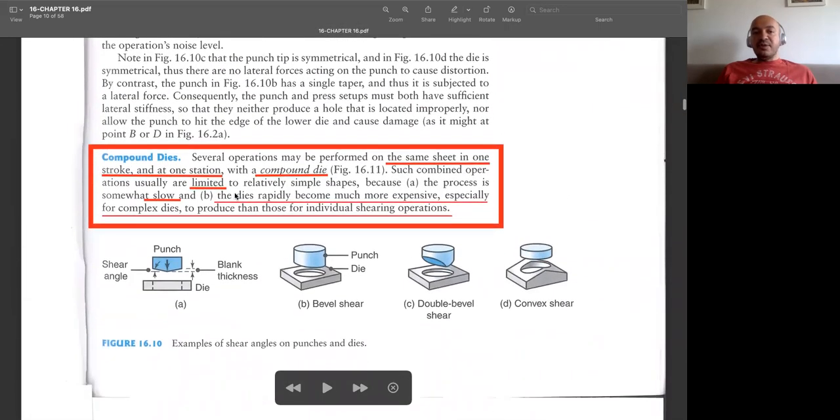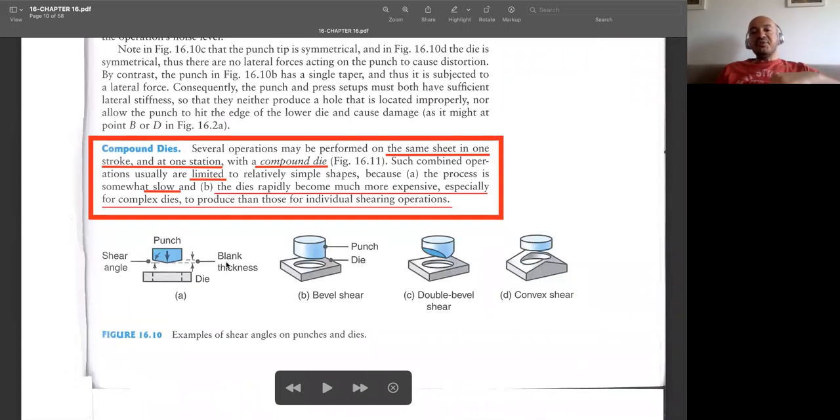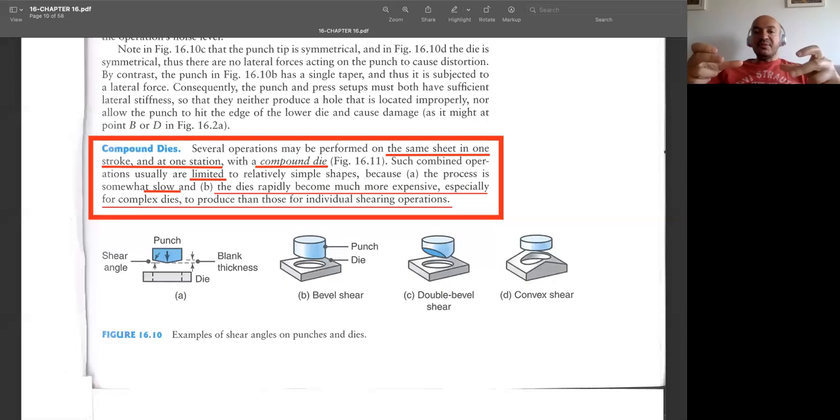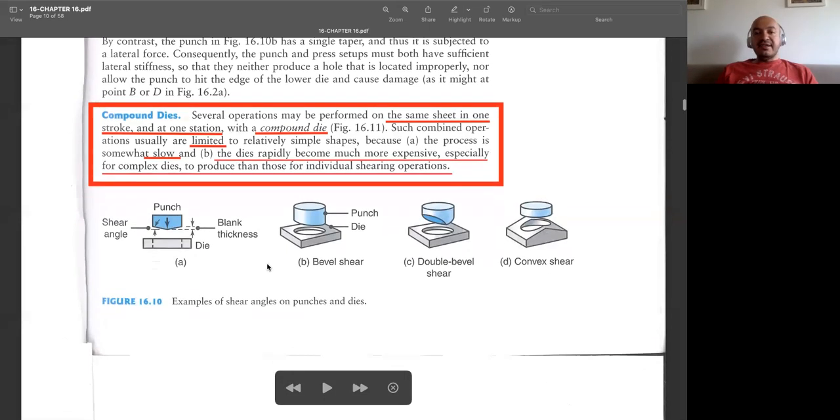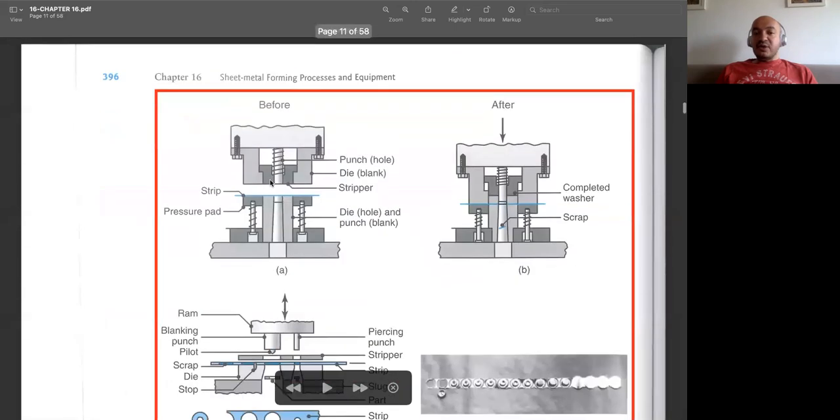The thing is that in a compound die, with a single operation, we perform at least two shearing operations, and this is performed at a single station. We don't actually move our sheet metal from one station to another, but instead we keep it in the same place and perform at least two operations at a time. And this is called a compound die.